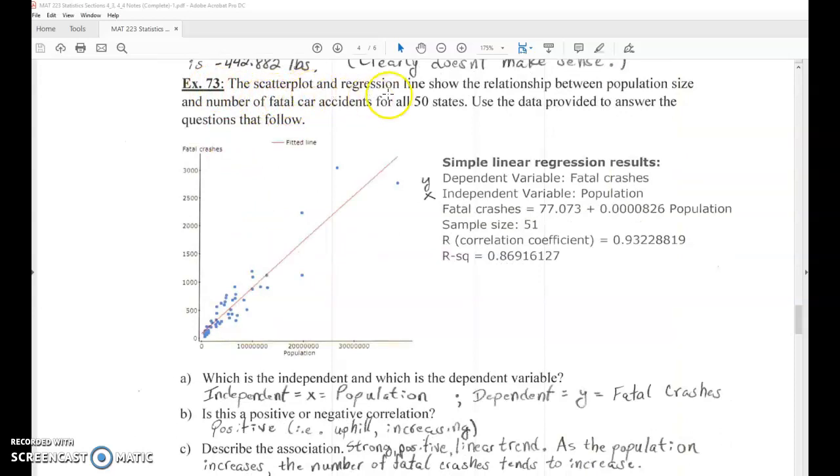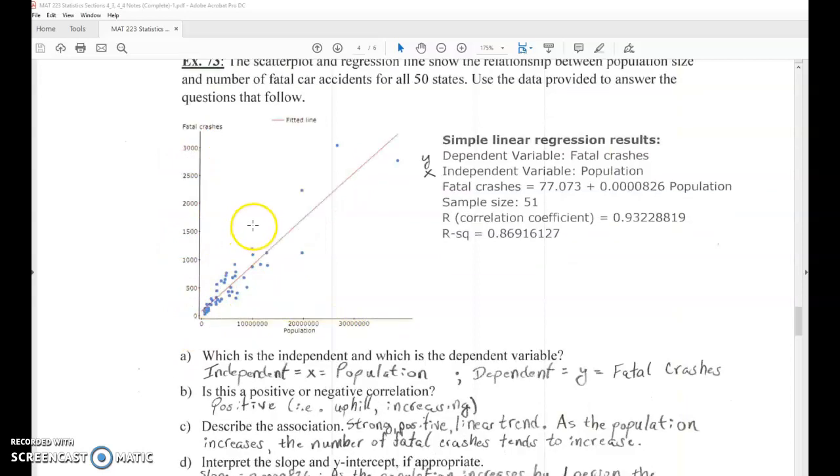Okay, as another example, example 73. Here's the scatter plot and regression line showing the relationship between the population size and the number of fatal car accidents for all 50 states. So we have 50 states here. We got the population of each state on the x-axis, and we have the number of fatal car crashes in that state. All right, so the dependent variable y is the number of fatal car crashes. The independent variable x, which will be used to predict y, is the population.